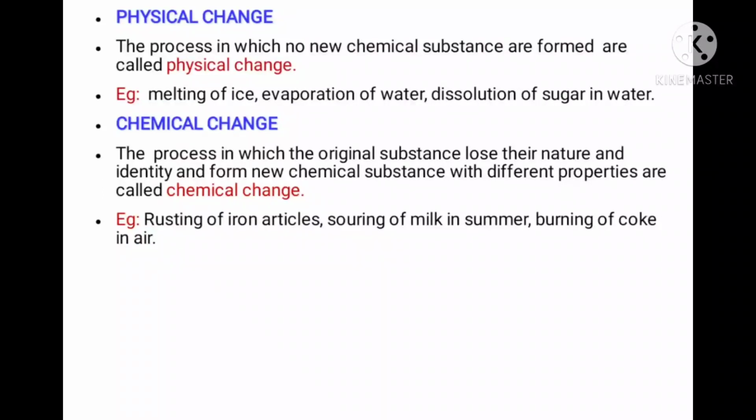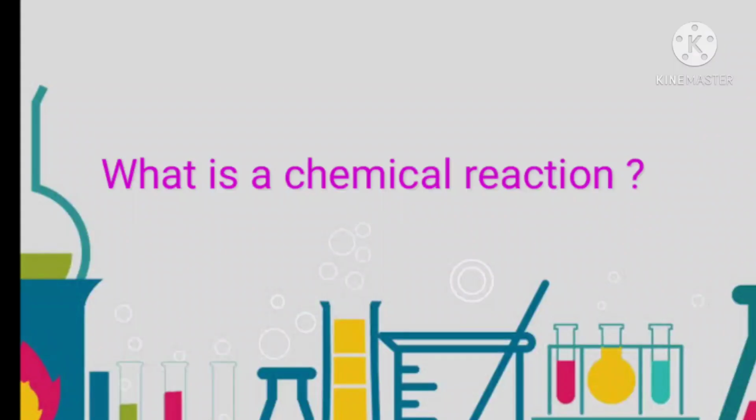Next one is chemical change, and it is the process in which the original substances lose their identity and nature and form new chemical substances with different properties. Examples are rusting of iron articles, souring of milk in summer and burning of coke in air. The process involving a chemical change is called a chemical reaction. Then actually what is meant by a chemical reaction? How do we come to know that a chemical reaction has taken place?